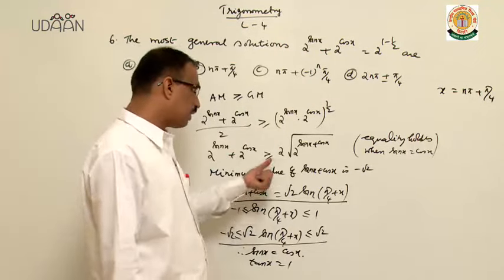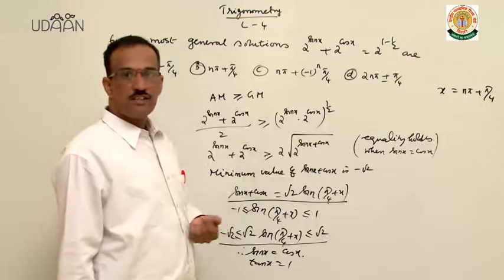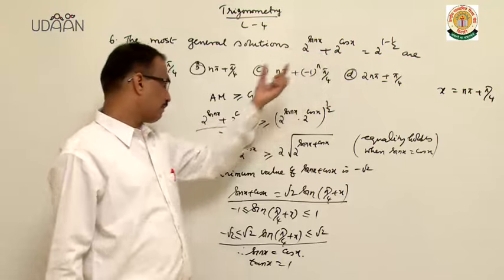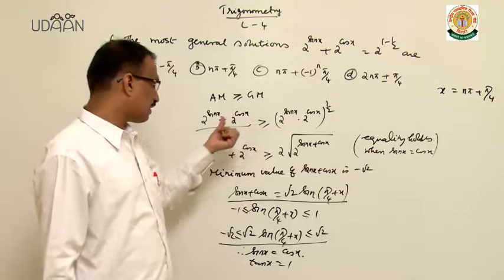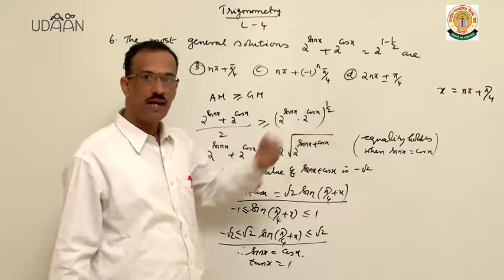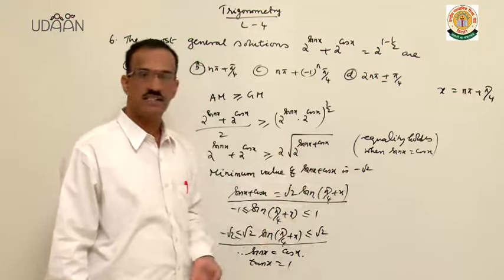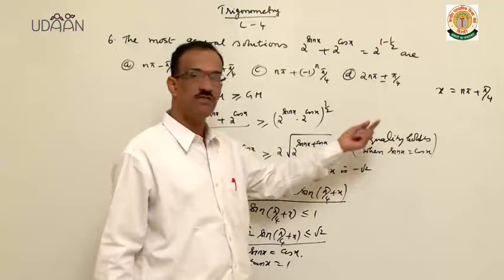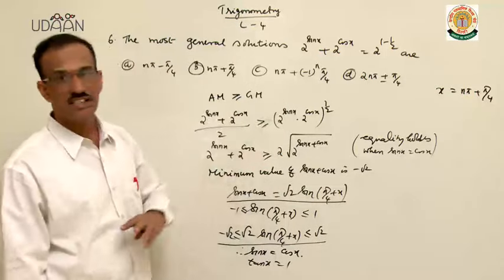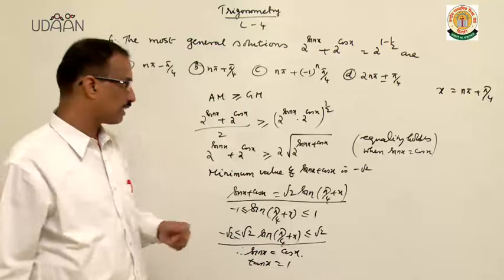From there, we use arithmetic mean is greater than or equal to geometric mean, because we have these two numbers. So 2 power sin x plus 2 power cos x by 2 is greater than or equal to their product power half. From there, the relation is the root of 2 power sin x plus cos x, and this inequality holds as equality when sin x is equal to cos x. So we want equality, so sin x equal to cos x.